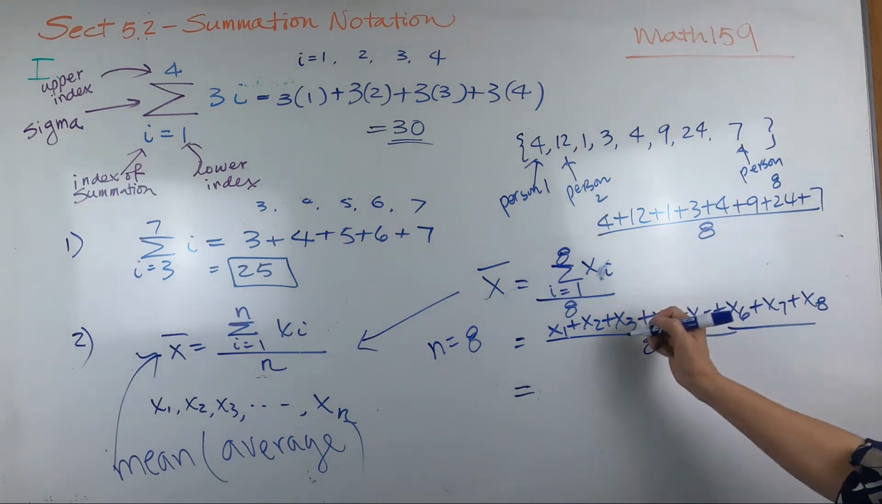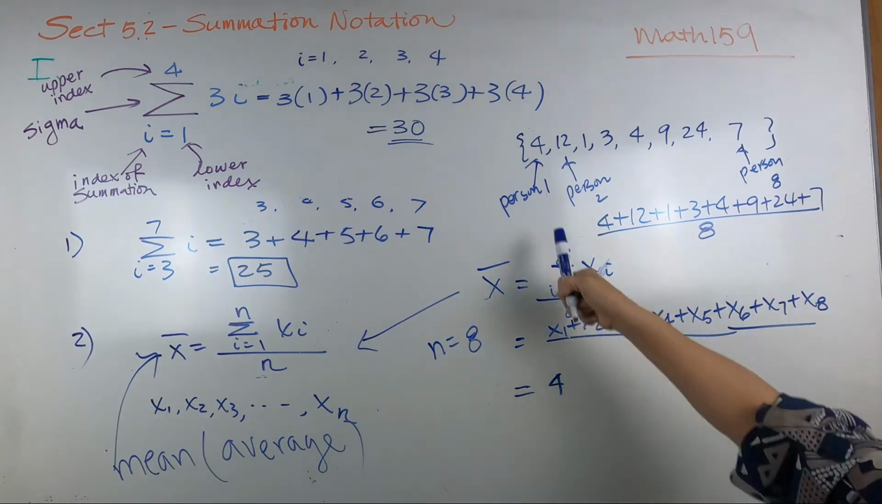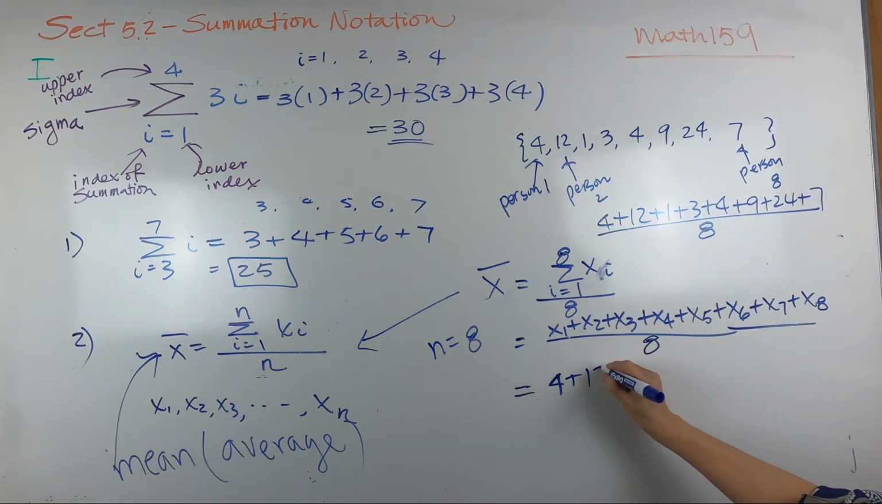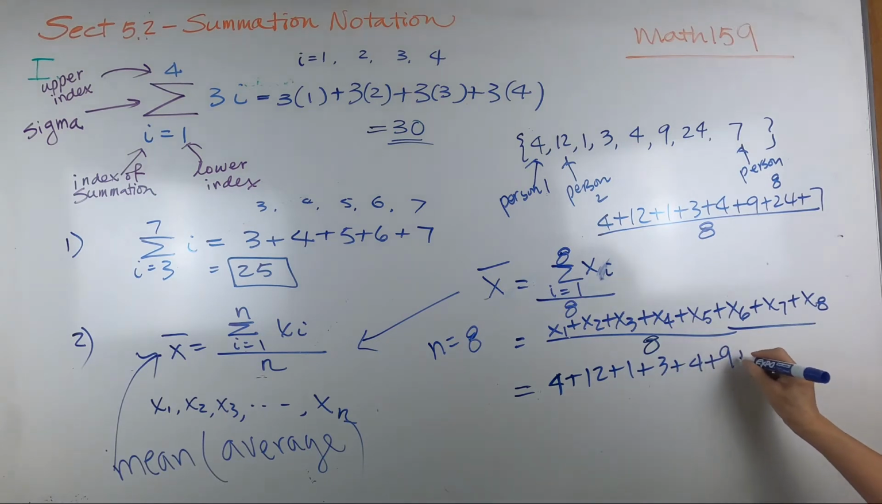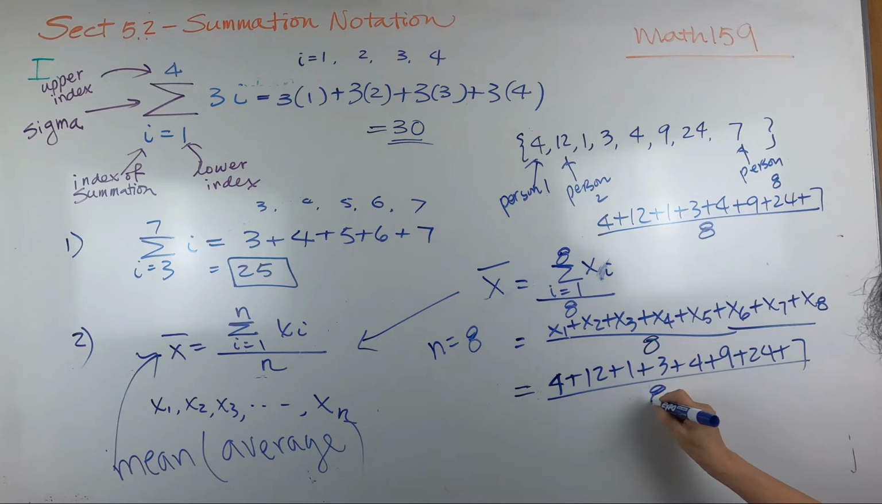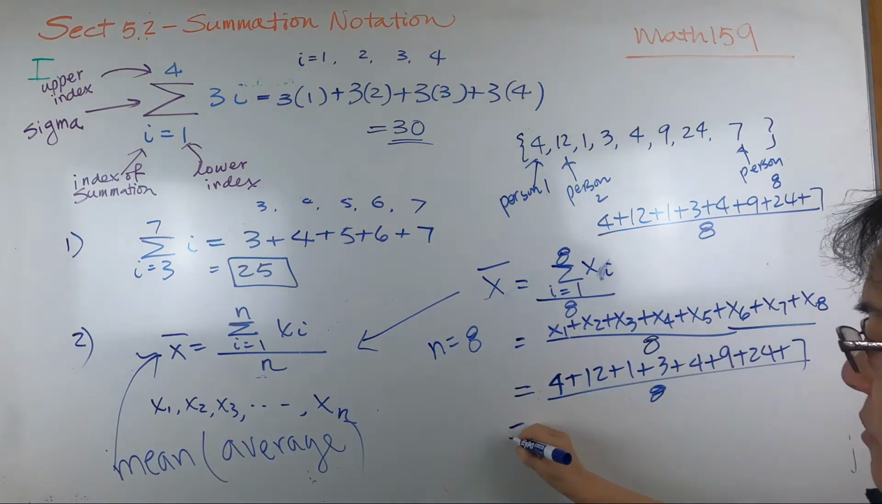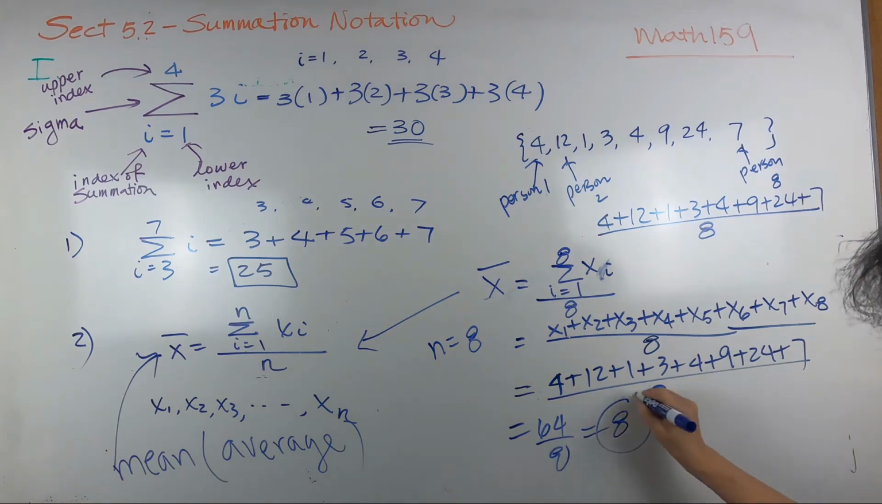So you plug in, that would be what? Like here, 4 for X1, then 12 and 1, 3, 4, 9, 24, and 7. Right? Divided by 8. So that's 64 divided by 8. So that would be what? 8. So the answer is 8. Average.